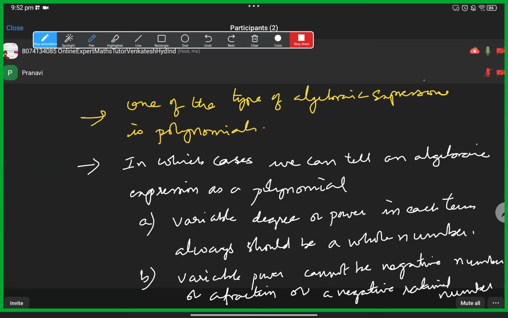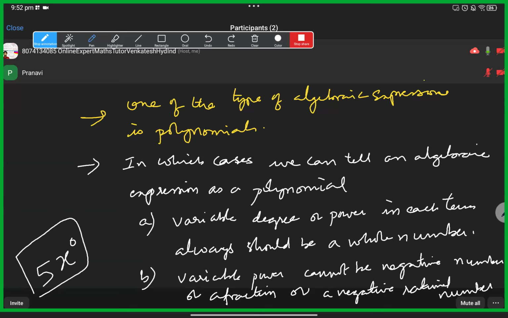If it is 0 also, not a problem. We'll call it a constant polynomial, because when a term has no variable at all in the given polynomial, we can write x power 0. For example, 5 is not a variable expression, but you can tell it as a polynomial, a constant polynomial. How? Because this has no variable inside. If you want to call it a polynomial, I can write beside 5 x power 0. X power 0 is 1, so 5 into 1 is 5.